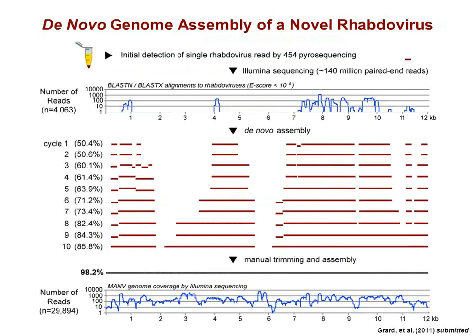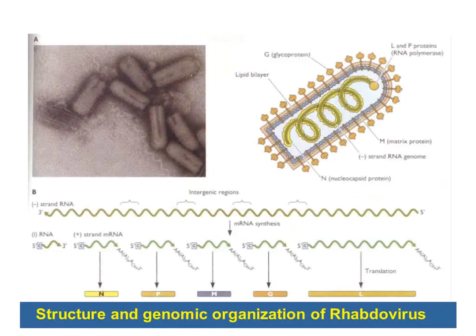This rhabdovirus is so divergent, it has no similarity to any other known virus. The way we identified it is we found one read that had remote homology to rhabdoviruses, and then we were able to assemble the genome without using a reference from one serum sample. So we're able to assemble it without using any reference.